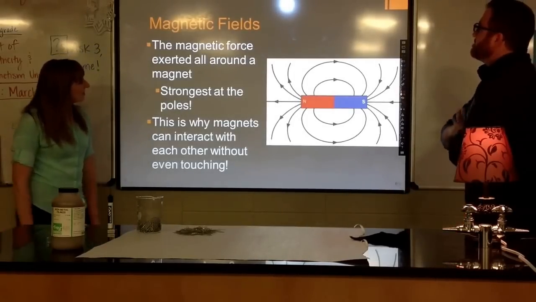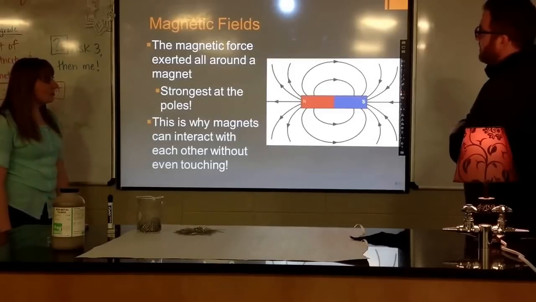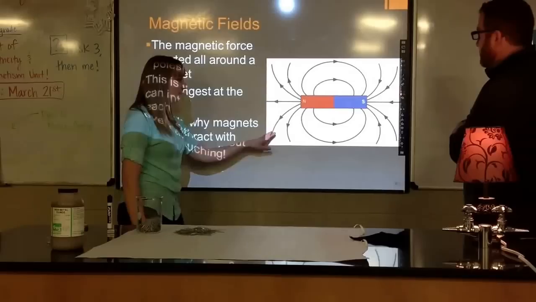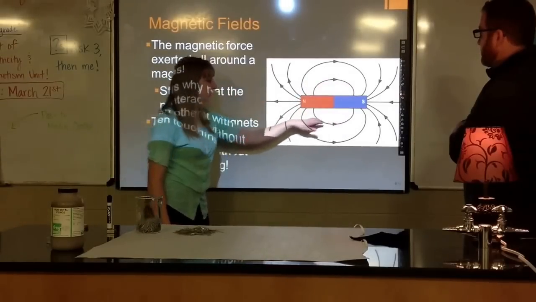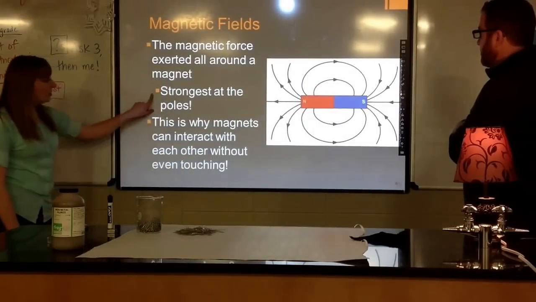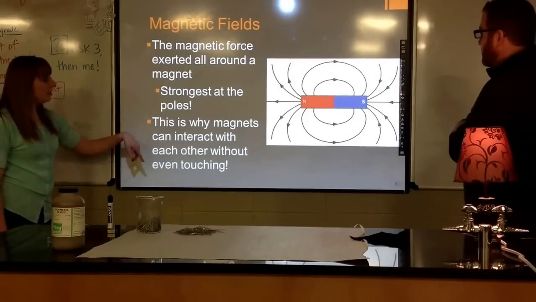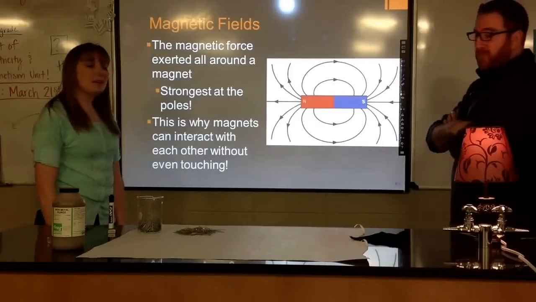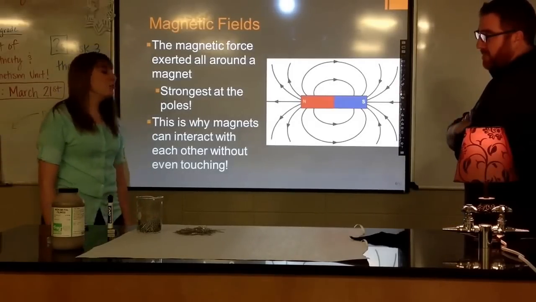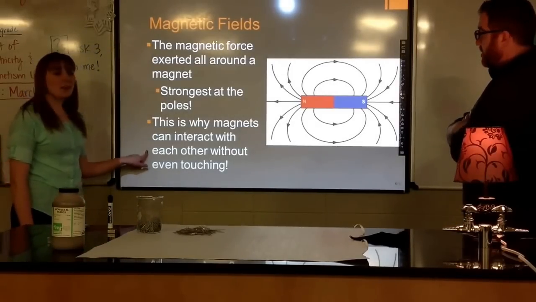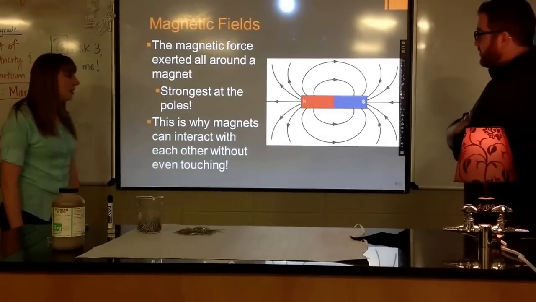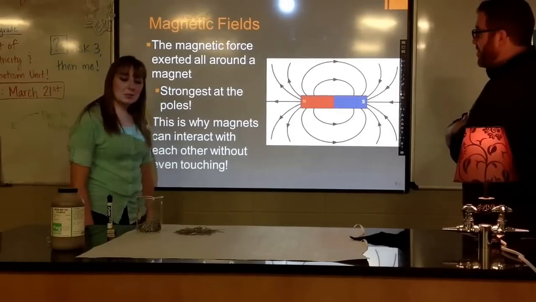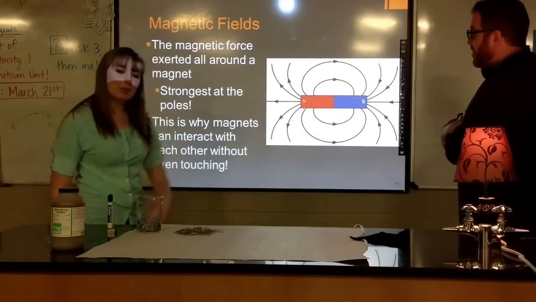All right, magnetic fields is the magnetic force exerted all around a magnet. This is another great drawing that you could put into your notebook. These are the magnetic field lines. The magnetic fields are going to be strongest at the poles. That is why in the last slide we talked about the magnet is going to be strongest at its poles. This is also the reason that magnets can interact without even touching each other. And we'll see more about that when we do some demonstrations as well.